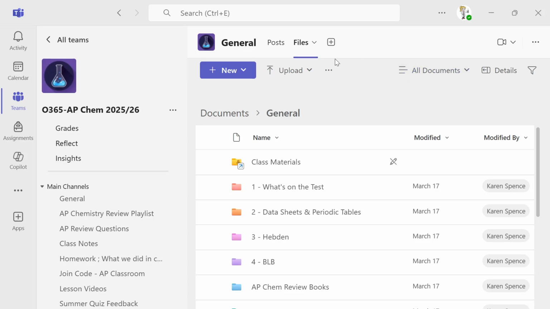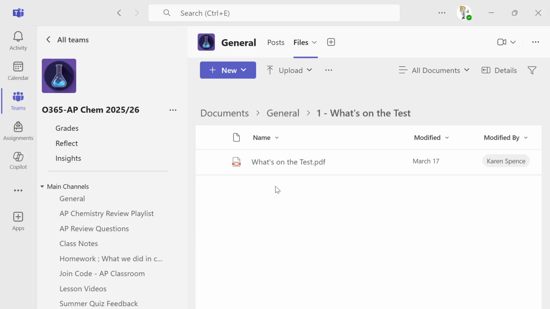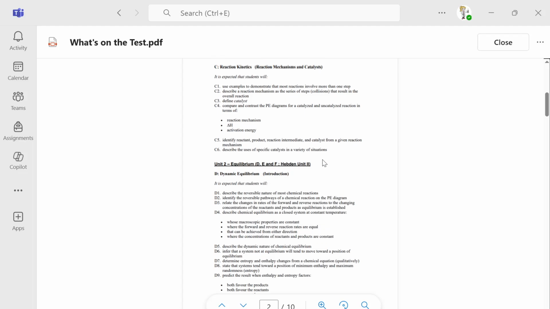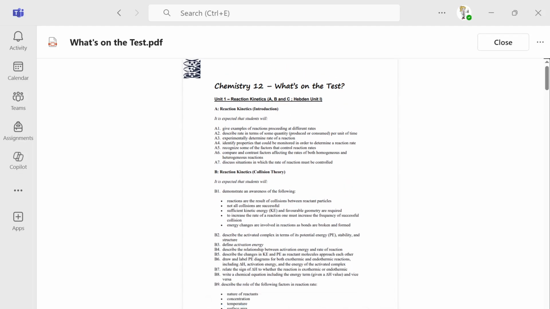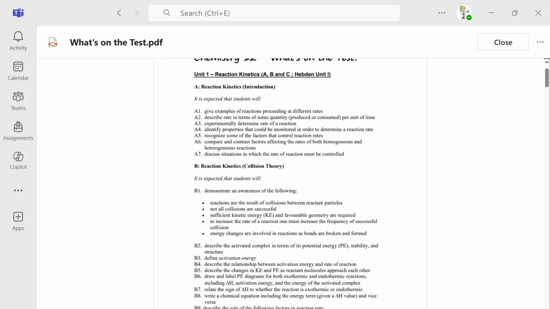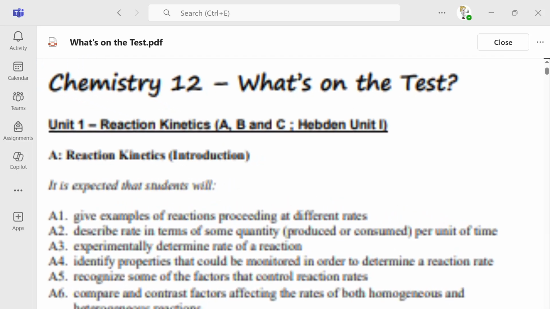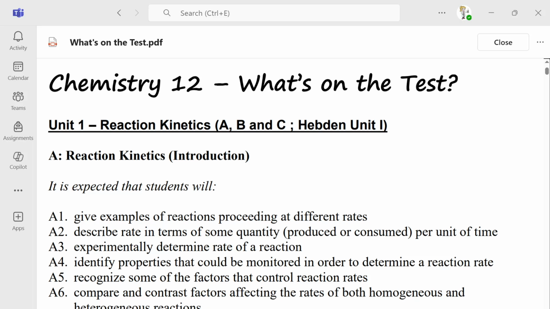Okay? So ignore class materials. I don't put anything in there. But what's on the test? That's there. Okay, so if you lose this, doesn't matter, because it's right here. And you can say, oh, what's on the Unit 1 test? Well, Unit 1 is A, B, and C. And Hebden, Unit 1. Okay?